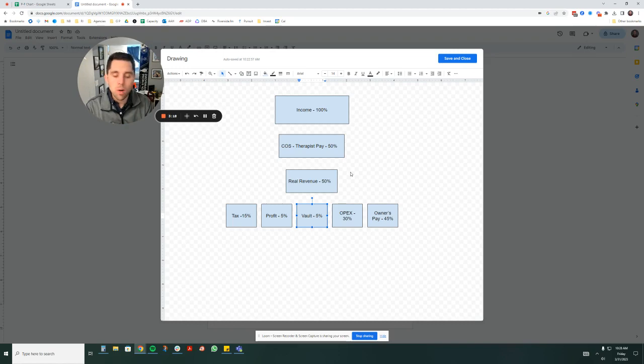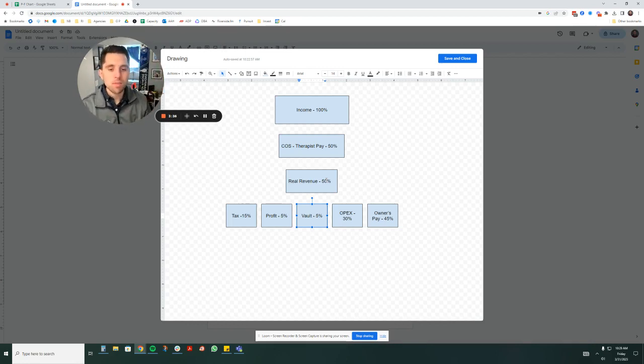So for private practices, we have this real revenue category that we often will use. Instead of thinking about our income as 100%, we're actually dealing with 50% of our income after paying everybody. Now that we have that 50% income, I want you to think of these next boxes as buckets that our revenue is going to drip through into.